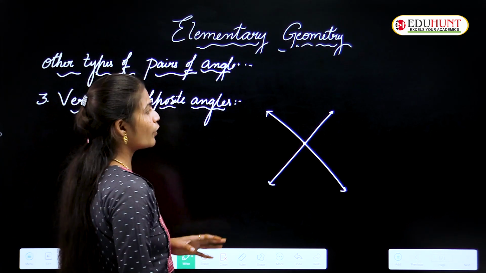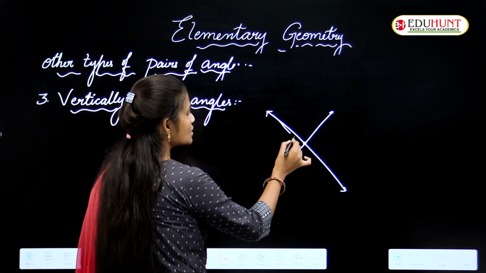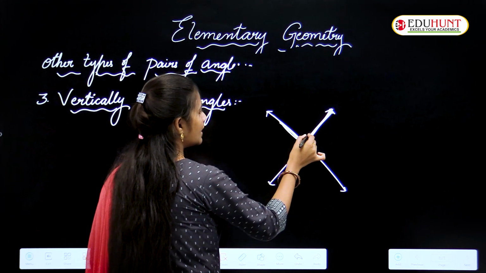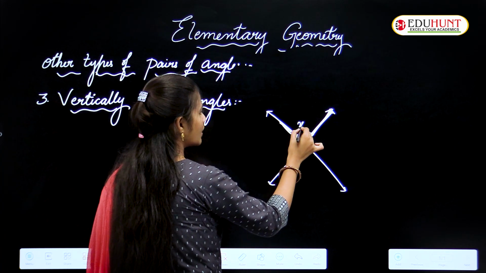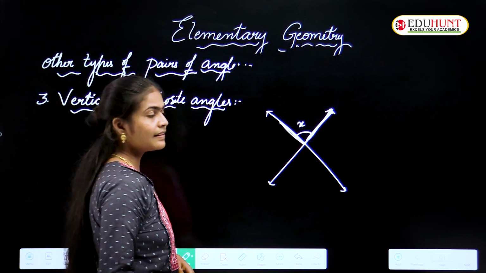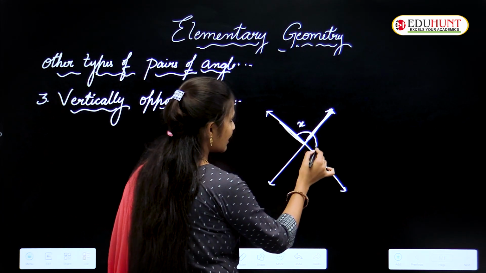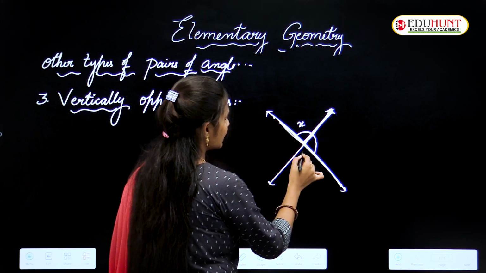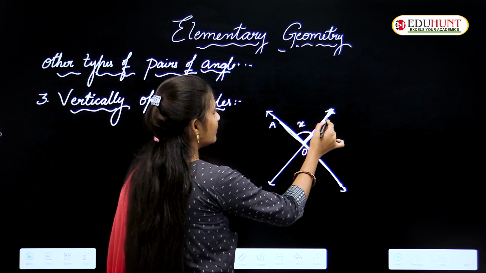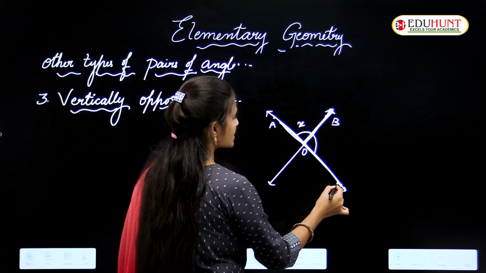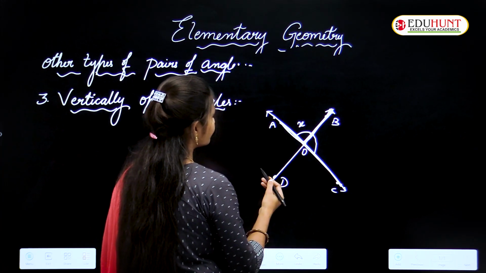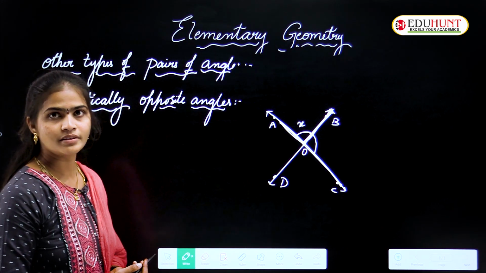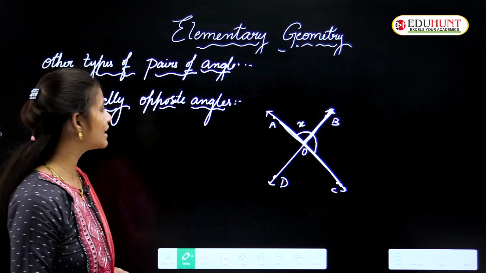At that point, observe that this is one arm and this is another arm. Here one angle is formed, that is some x, and here also. Here we have O, A, B, C and D. So AC is one line and BD is another line. Those two are also intersecting lines.